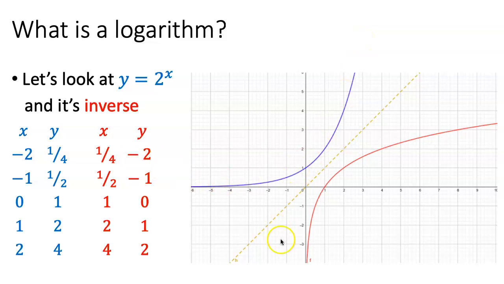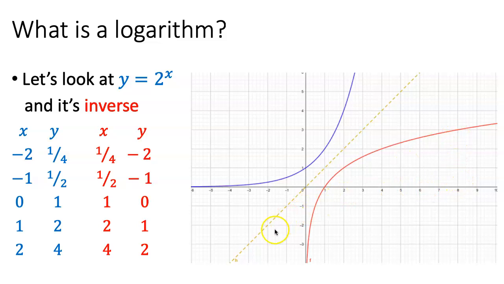But when we invert it, we get this over here on the other side. When x is 1/4, which is about there, y is negative 2. When x is 1/2, y is negative 1. When x is 1, y is 0. When x is 2, y is 1. When x is 4, y is 2. If we were to keep going, when x is 8, y is 3.